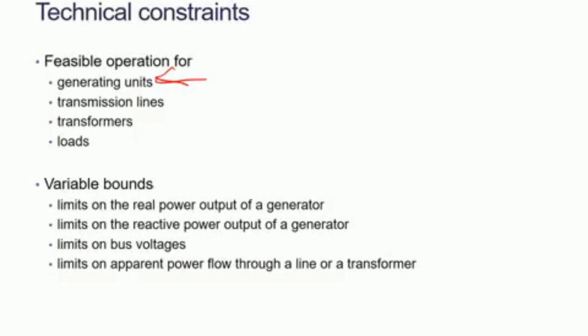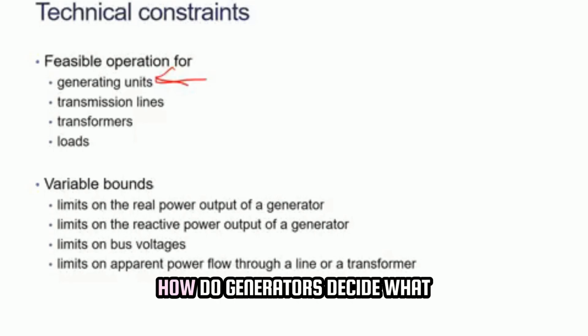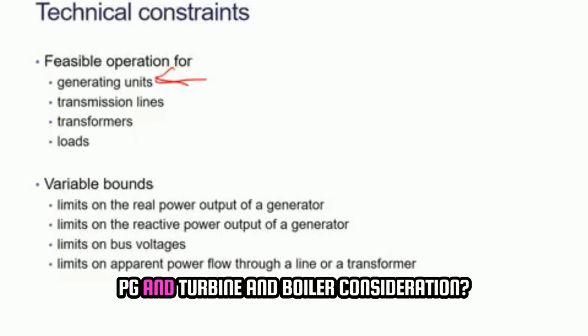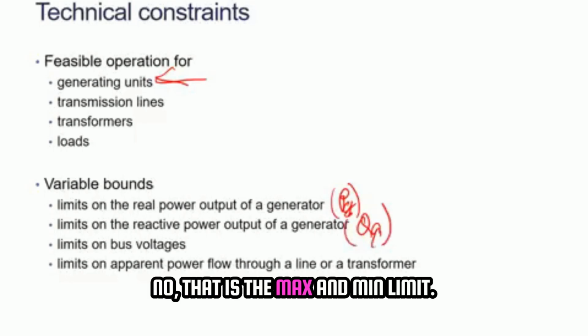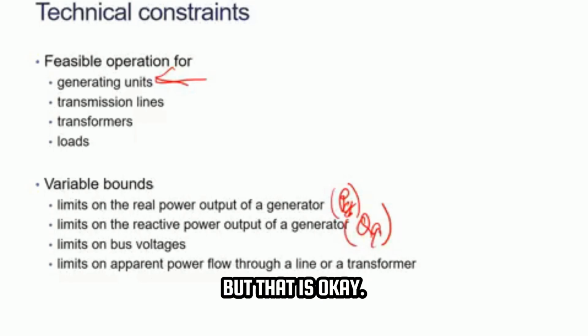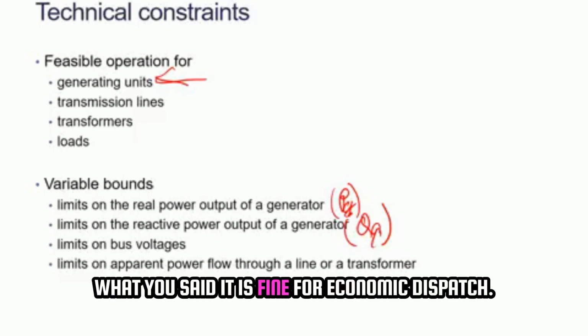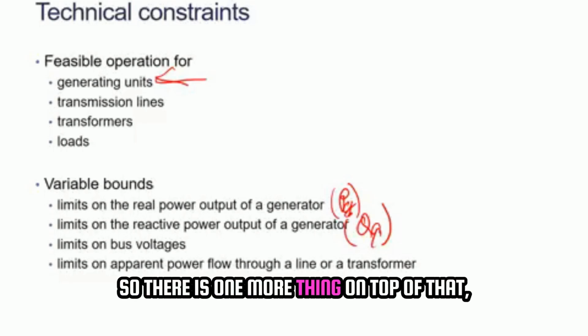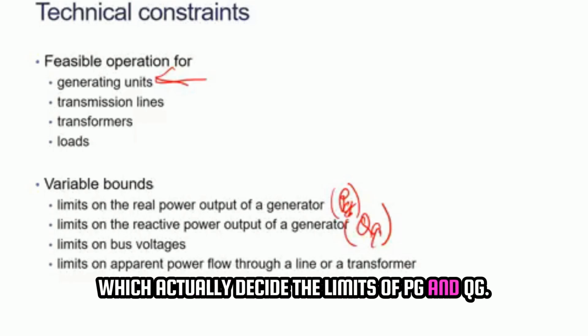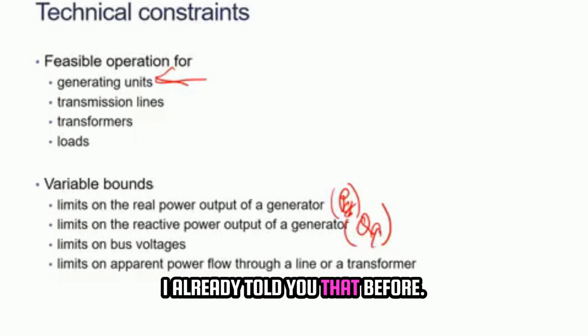Now, for the generators, I also told you initially, do you know from where we get the generator's limit? I told this before. How do generators decide what is their maximum PG limit? PG, and from the turbine and boiler consideration. No, that is the max and min limit, but that is okay. What you said is fine for economic dispatch, I agree, because there we were not considering QG; reactive power was not considered. So there is one more thing on top of that which actually decides the limits of PG and QG. I already told you that before.